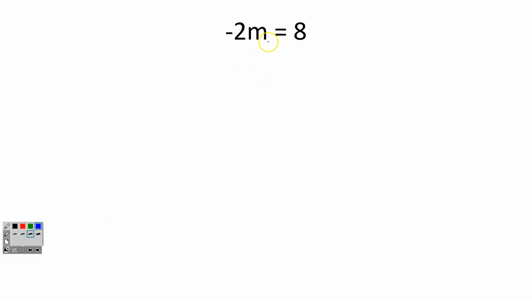I have a negative 2m equals 8. As we've discussed, when the coefficient and variable are close together like that, that means to multiply. So I'm going to draw my fence. The opposite of multiplying would be to divide both sides. So I'm going to divide both sides by a negative 2.